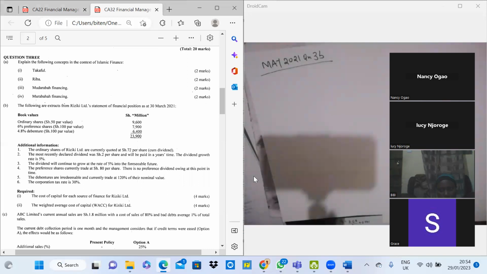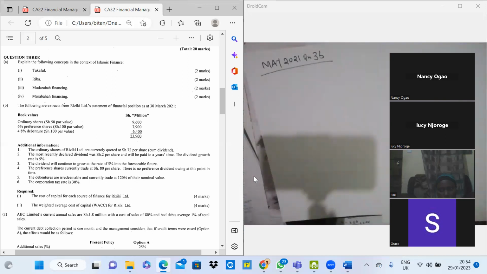The preference shares currently trade at 80 shillings per share. There is no preference dividend owing at this point in time. The debentures are irredeemable and currently trade at 120% of their nominal value. The corporate tax rate is 30%. You're required first to calculate the cost of capital for each source of finance for Riziki Limited, and then get the weighted average cost of capital, WACC, for Riziki Limited.